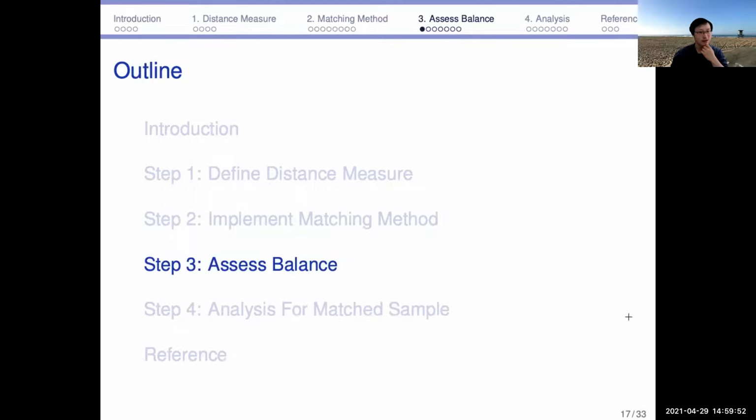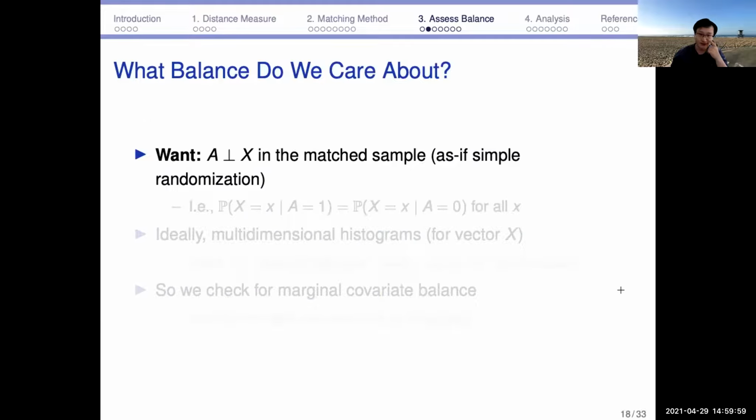Okay, so the third step after matching in the matching procedure is to assess covariate balance. So what balance do we care about? We want in the matched sample A independent of X, as if we have simple randomization in the data. In other words, we want to be able to see that in the matched sample, the distribution of X in the treated group is the same as the distribution of X in the control group.